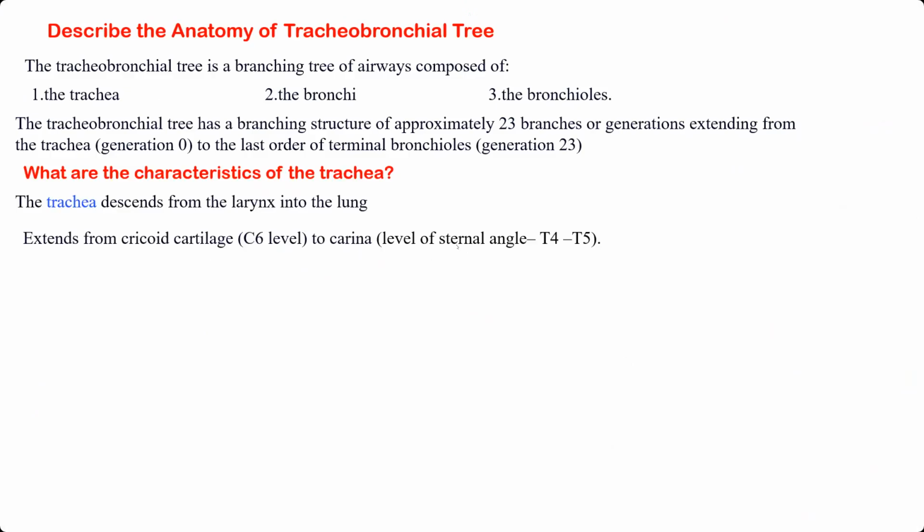So it is about, you must know the comparison at what level. It starts from the C6 cervical vertebra and extends up to the carina. It is called the trachea because at the carina level it divides into the right major bronchus and left major bronchus. And the T4 and T5, it bifurcates.